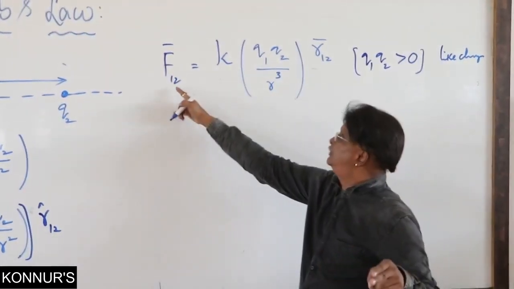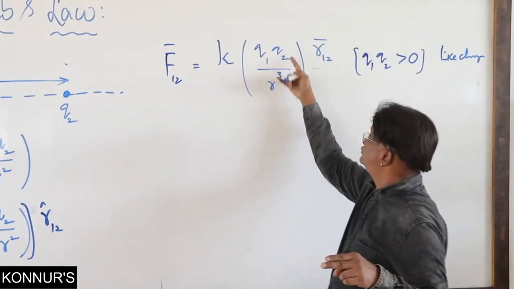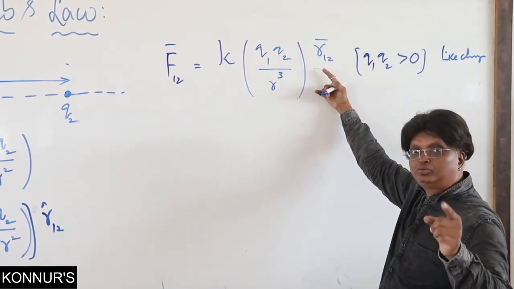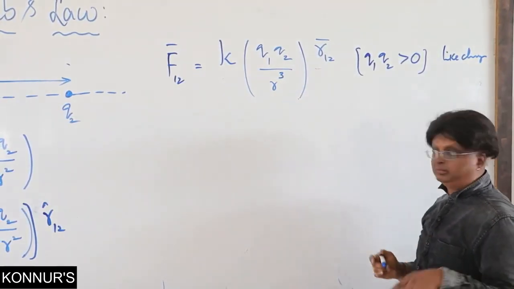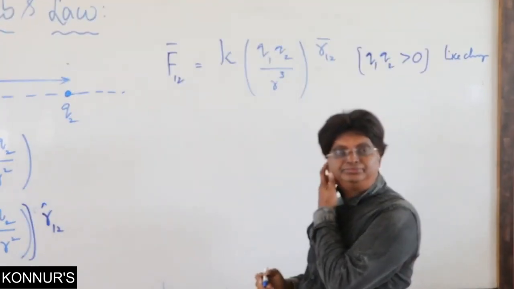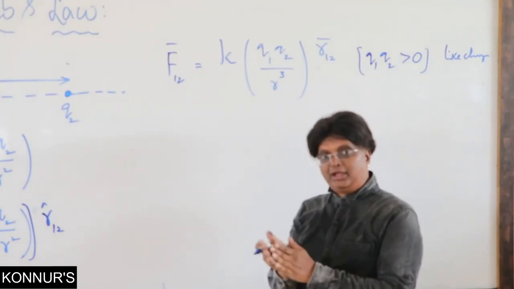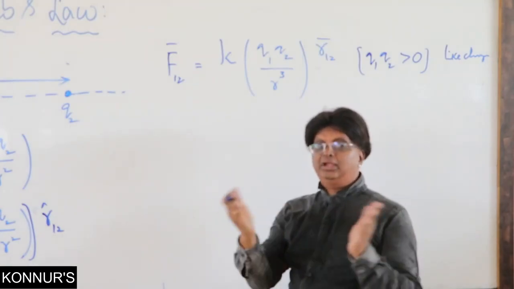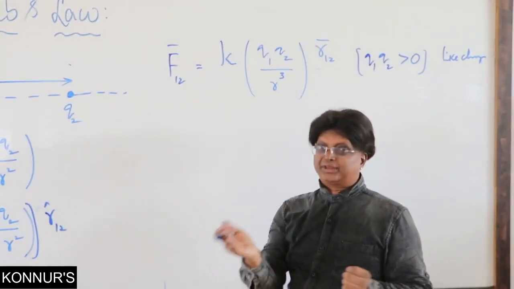Similarly, you can write F21 bar is K times Q1 Q2 by R cube times R21 bar for F21 bar. Now supposing if it is unlike charges, what do we write? Yes, the same expression, but now since it is unlike charges, the forces are just reversing.